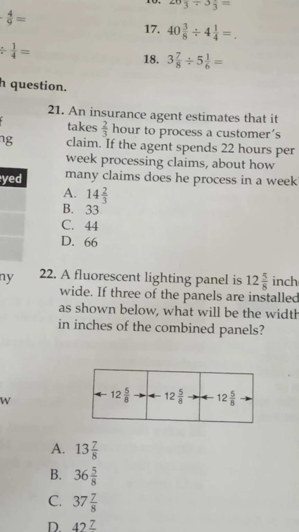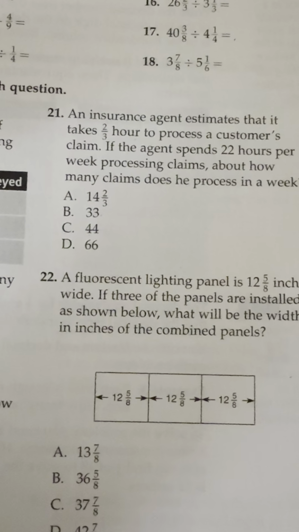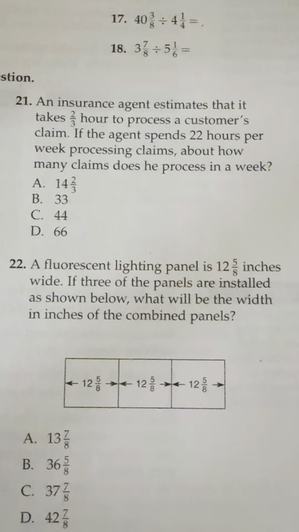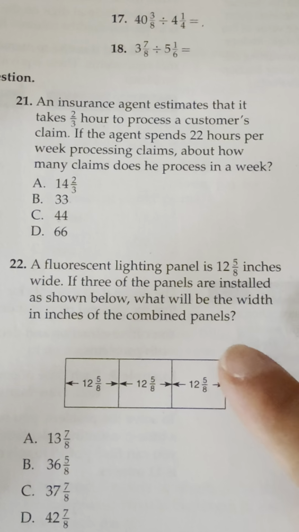Now we're going to take a look at the next question below it, and this says that a fluorescent lighting panel is 12 5/8 inches wide. It has 3 panels that are installed as shown below. What will be the width in inches of the combined panels? So again, you can see 4 choices there, and there's a diagram.